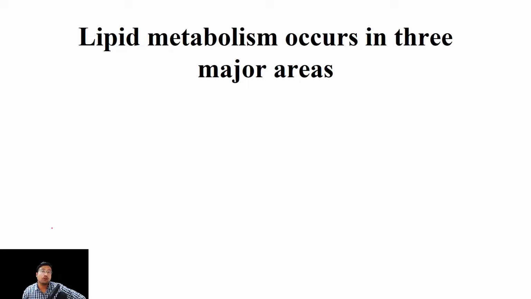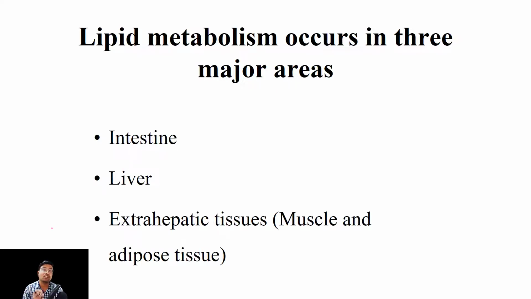Anyway, another thing that is asked in Viva, that lipid metabolism occurs in three major areas. What are the areas or the tissues where lipid metabolism mainly occurs, or more specifically lipoprotein metabolism? So the tissues that are involved are intestine, liver and the extrahepatic tissues, that is muscle and the adipocytes or fat cells. So any other organ or any other tissue that is given to you as an option in the MCQ will be ruled out.